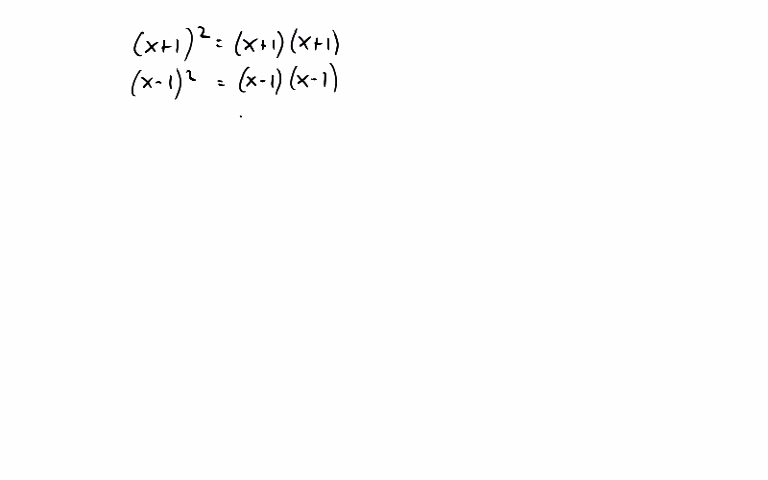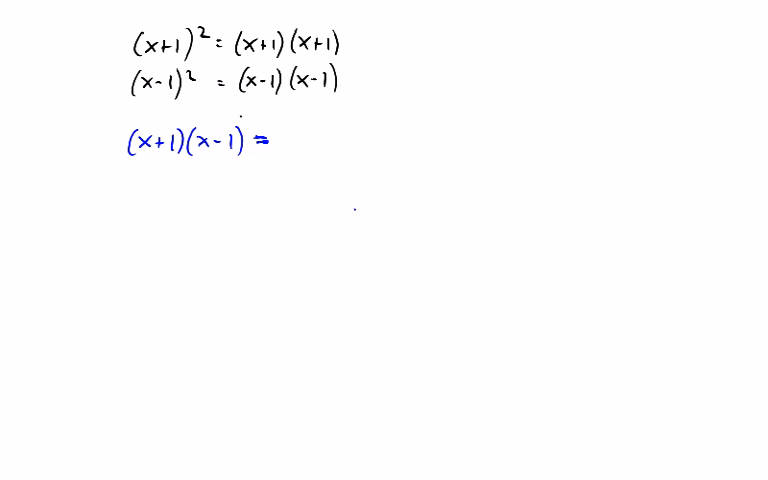Now what we want to do is manipulate this slightly. So rather than have x plus 1 times x plus 1 or x minus 1 times x minus 1, we want to consider what would happen when we take the quantity x plus 1 and multiply it by the quantity x minus 1. So this is going to be slightly different. In fact, it's going to give us a much simpler pattern than the previous one.